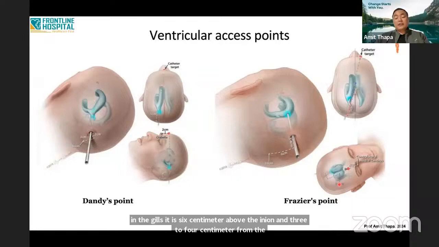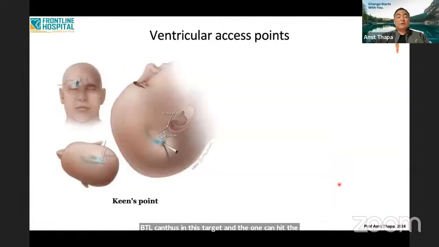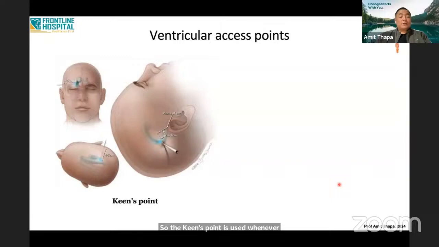And then we are trying to hit the contralateral medial canthus in this target, and one can hit the occipital horn of the lateral ventricle at as short as 5 centimeter. So the Keynes point is used whenever we are using an RMSOC or retromastoid technique or some suboccipital craniotomy technique for removing a tumor, and the patient's ventricle has to be drained in the same sitting and the same position. Then it becomes a very easy point for us to attack through.